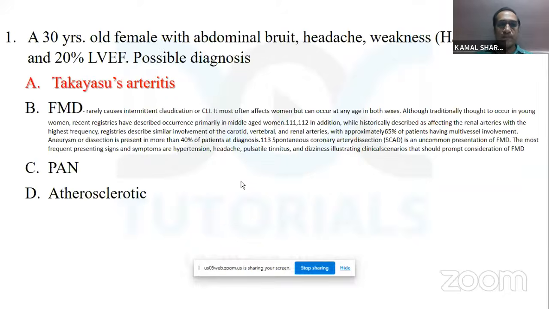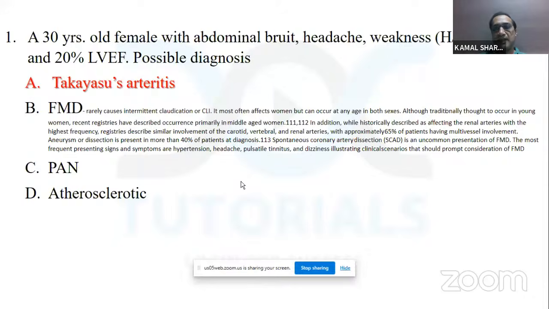So the first one was based on a clinical scenario, and this was a 30-year-old female, abdominal bruit. The keyword is bruit. A lot of students were confused, and they told me, sir, it can be FMD, because in FMD you can get renal involvement, you can get stroke. Important point is bruit. Remember that FMD does not cause bruit. You get a bruit in a stenosis. Abdominal bruit means aortoarteritis, because it means the involvement of the abdominal aorta.